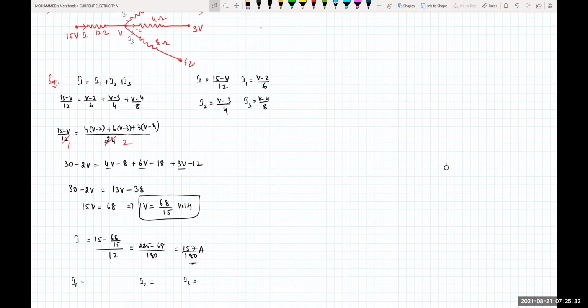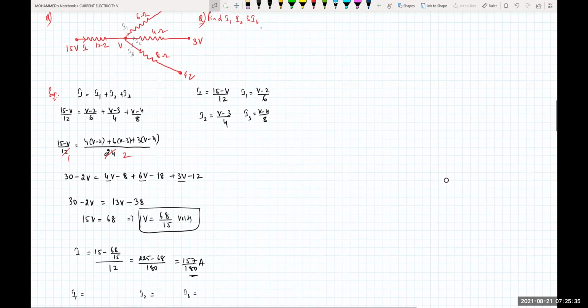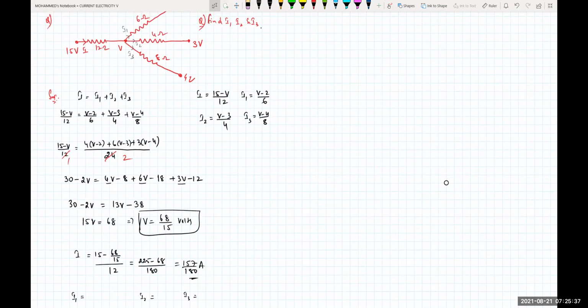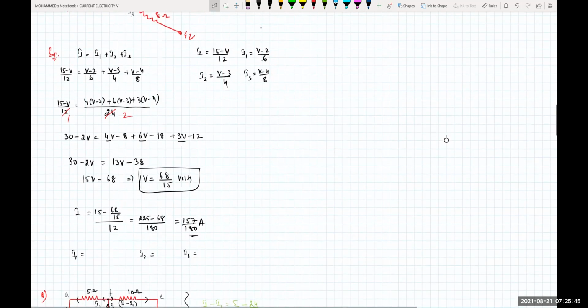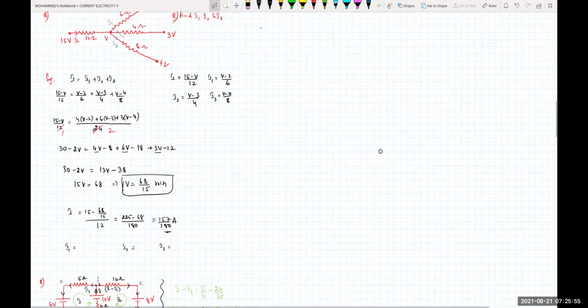I is equals to how much? 15 minus V divided by 12. I1 is equals to V minus 2 divided by 6. I2 is equals to V minus 3 divided by 4. And I3 is equals to V minus 4 by 8. I'm doing I first. I is equals to 15 minus 68 by 15, divided by 12. That is 225 minus 68 divided by 180. It is 157 divided by 180. Similarly, you tell me the answers for your I1, I2, and I3.